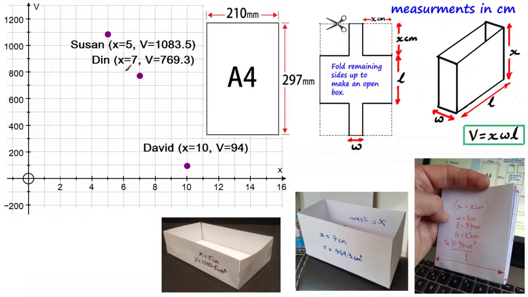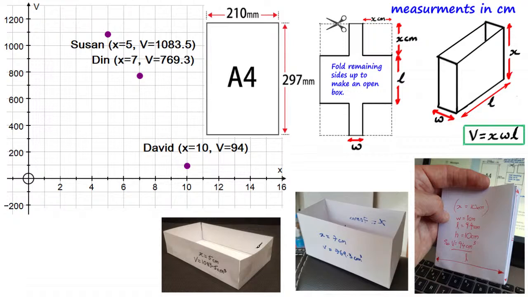Din here with his measurement, X is 7, the volume was 769.3, and Susan with X is 5 and the volume 1083.5. So what I'd like you to do, or where am I going with this?